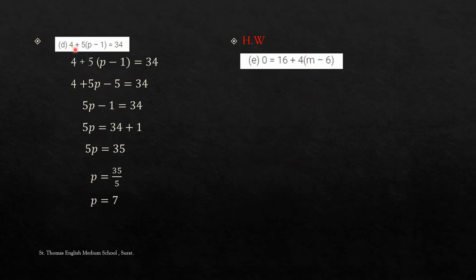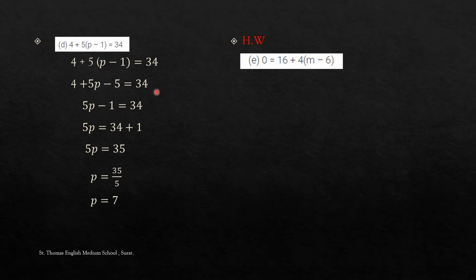Question number D. 4 plus 5 bracket p minus 1 is equal to 34. Write the question once again. Now you have to remove the bracket. 5 into p, that is 5p, minus, plus into minus, minus 5 ones are 5 is equal to 34. Clear? Now 4 minus 5. One positive number, one negative number, you have to subtract. 5 minus 4, 1. Which is the greater number? 5. What is the sign here? Minus. We can write like this: 5p minus 1 is equal to 34.